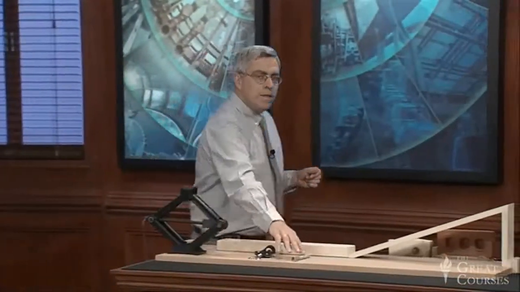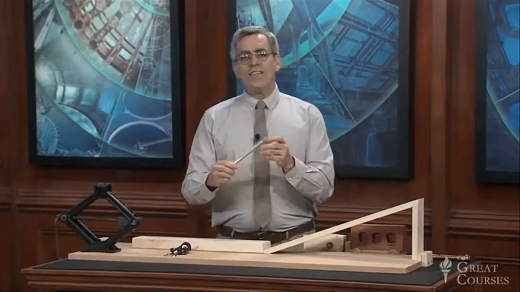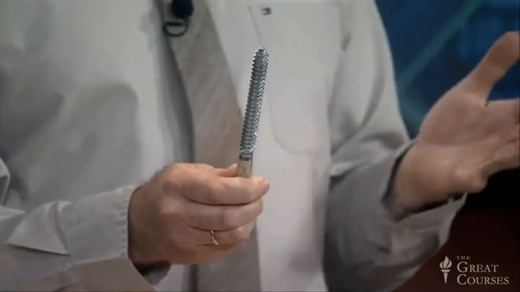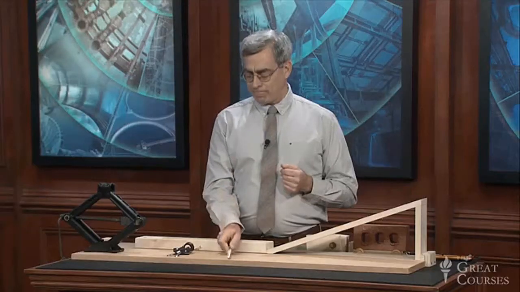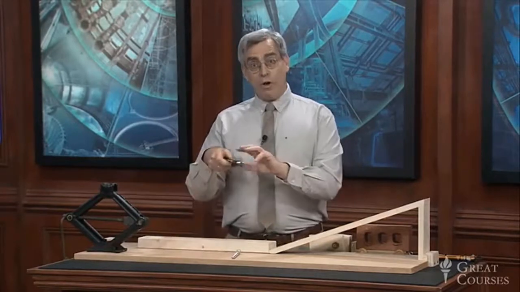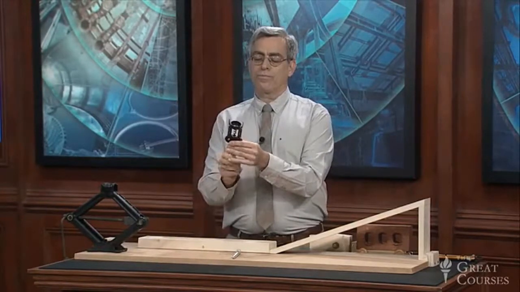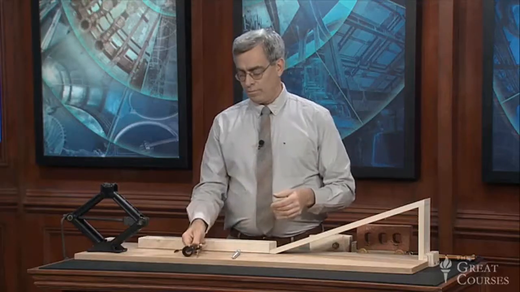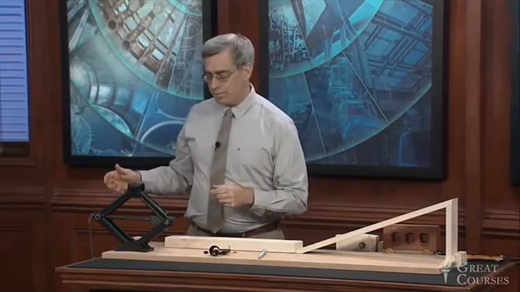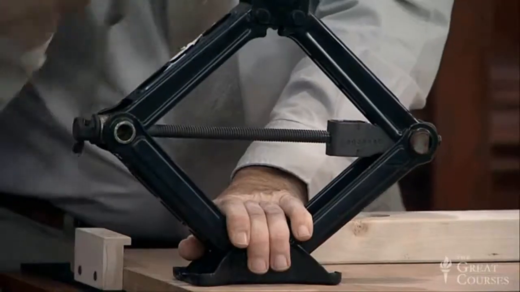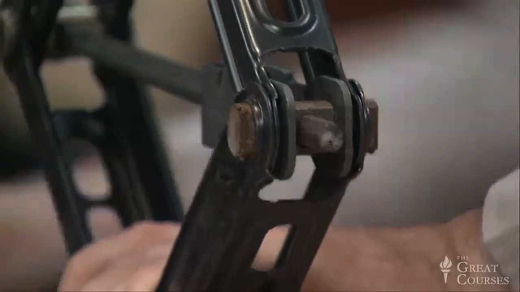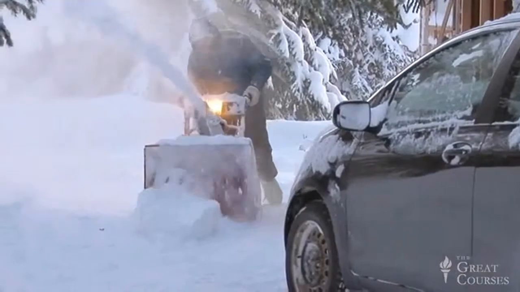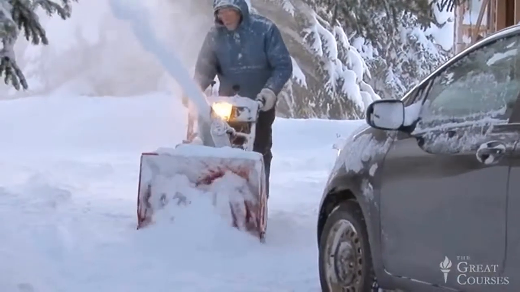Consider the screw, used as a fastener in innumerable products and devices, but also found in many other interesting places. Like this corkscrew. This automobile jack. And even in the rotating blades of a modern snowblower.